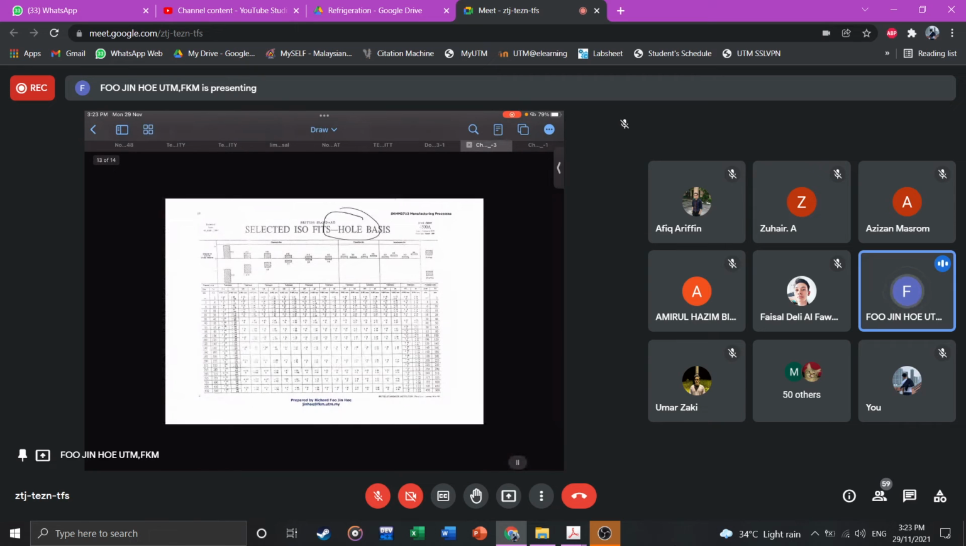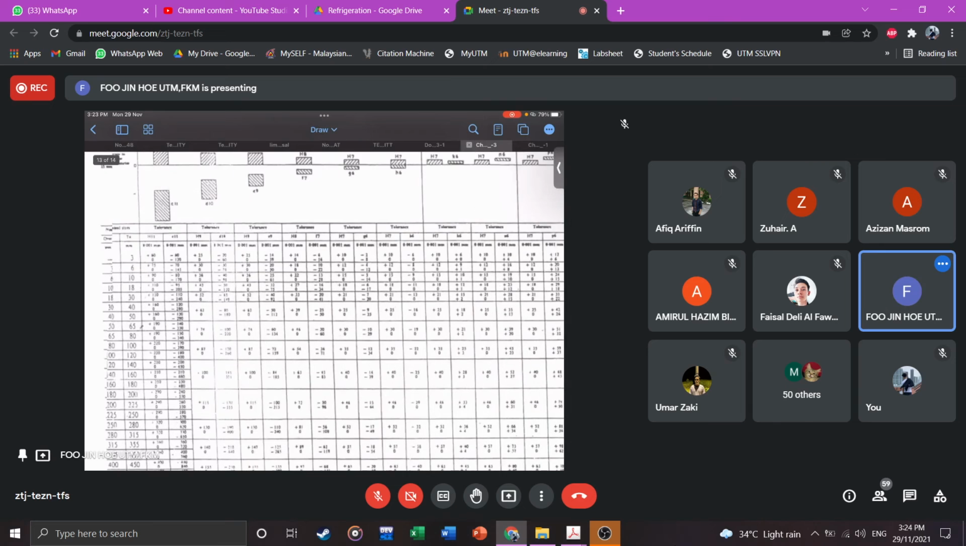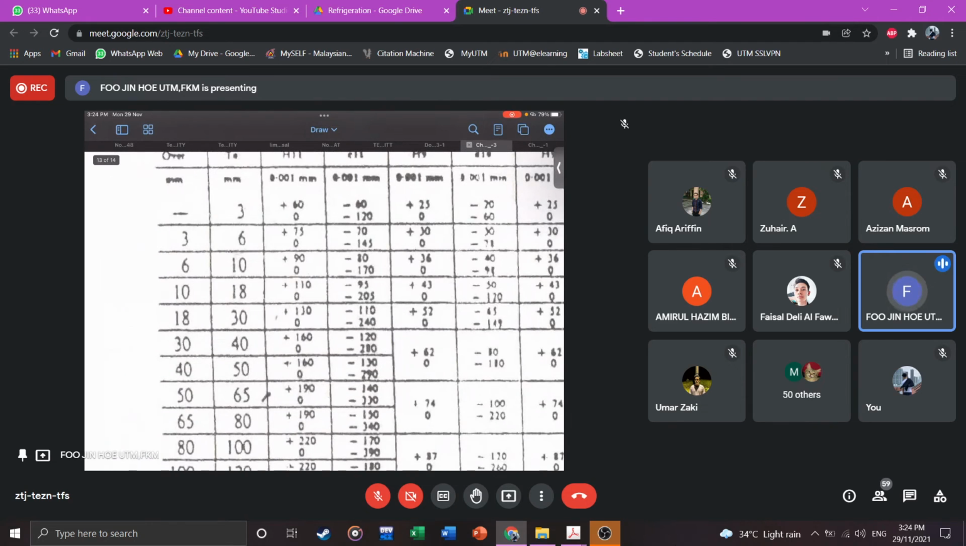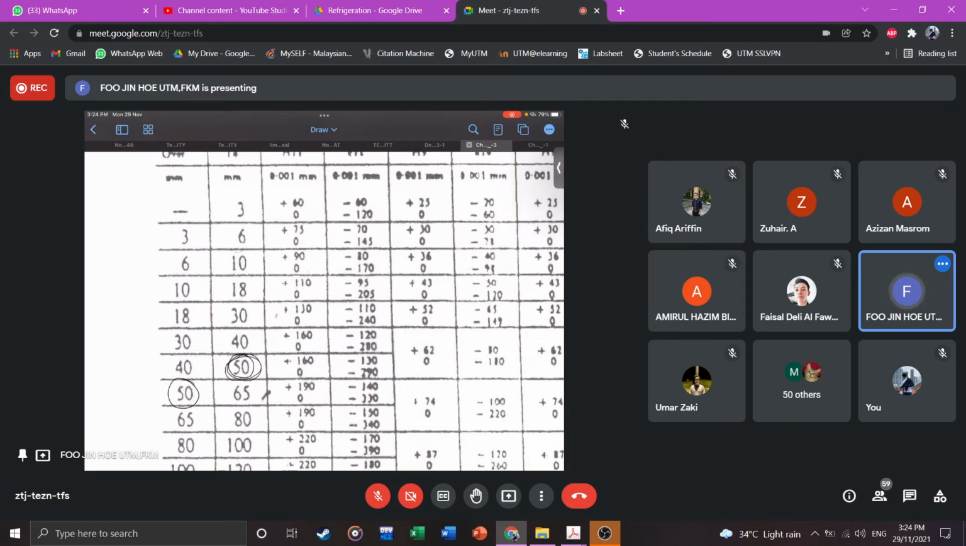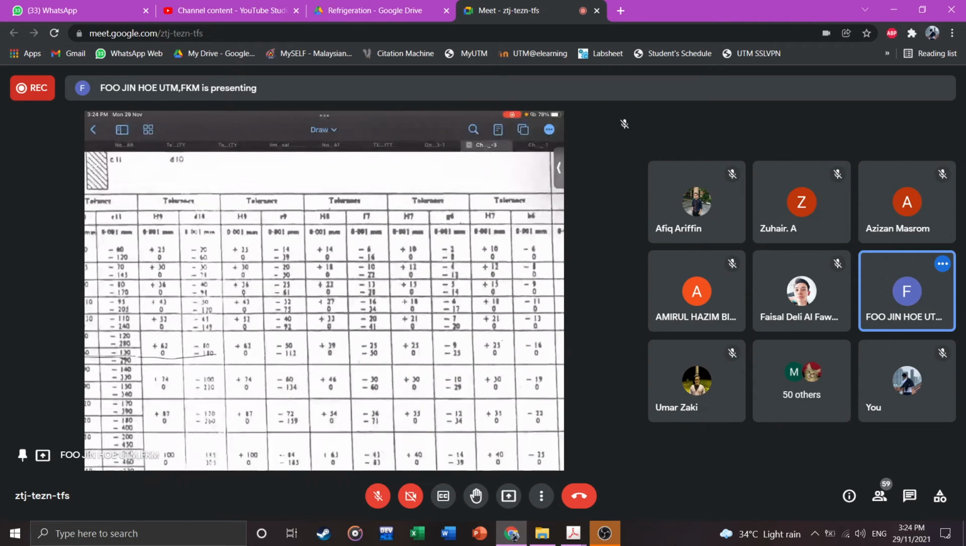All right. So just now it is 50. So I'm looking at 50. Which one? Up to 50, so I'll be looking at this one. When I look sideways, I'll be looking for H7 and N6.